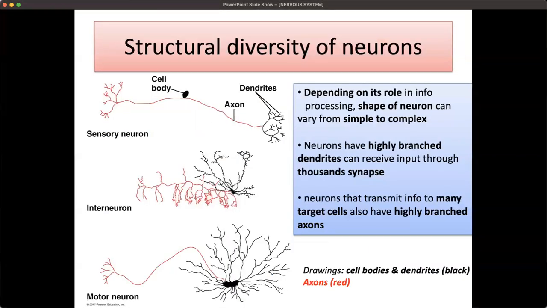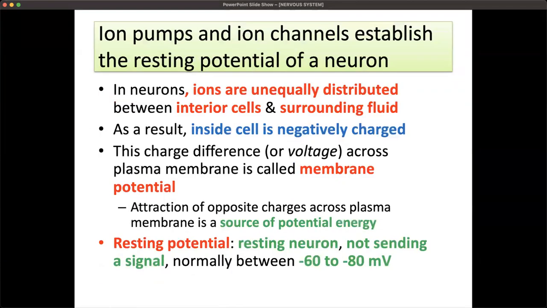And this is the diversity of neurons, meaning we have the sensory neuron. This is how it looks like. The cell body is located at the axon. The interneuron is quite branchy over here, and the motor neuron is like a normal neuron that we learned before, the normal structure of a neuron. So depending on the role in information processing, the shape of a neuron can vary from simple to complex. Neurons have highly branched dendrites, and can receive input through thousands of synapses. So neurons that transmit information to many target cells also have highly branched axons, depending on their role in transmitting the information.